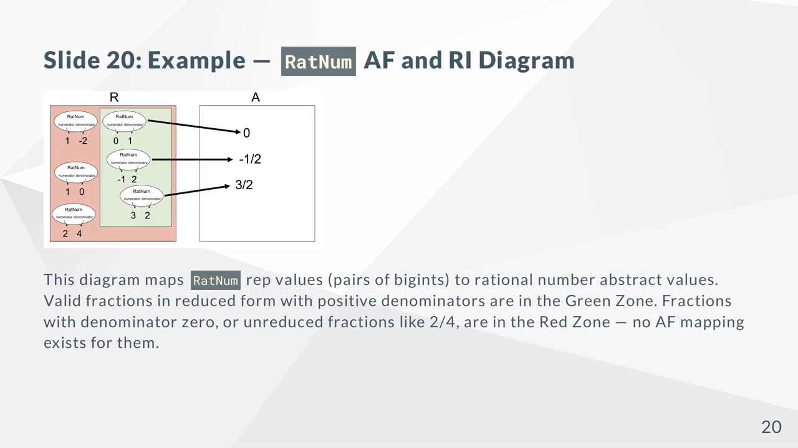This diagram maps RatNum rep values, pairs of BigInt numerator and denominator, to rational number abstract values. In the green zone, fractions with positive denominators in fully reduced form. These have AF arrows pointing to their rational values. In the red zone, fractions with denominator 0, or unreduced fractions like 2 over 4. No AF arrow exists for them. The RatNum constructor must ensure every object it creates lands in the green zone, never in the red.